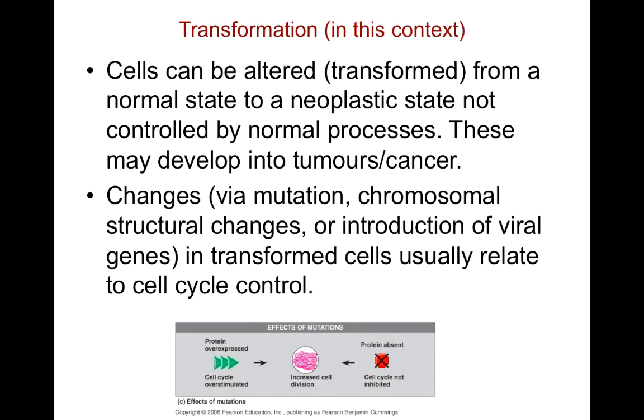A term that's sometimes used when discussing cancer is transformation. When we're talking about cancer, in this particular context, transformation refers to the changes of a host cell as the result of mutations or infection with an oncogenic virus. Changes that occur in human cells that can lead to cancers typically involve cell cycle control, and this may be direct or indirect.